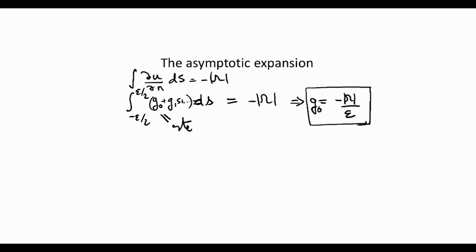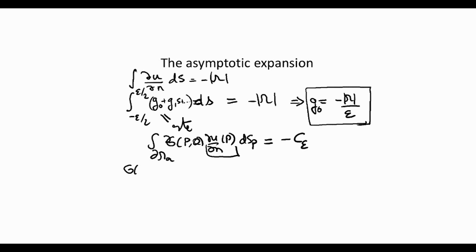Right, so this is important because now we will be able to use this in the flux condition. So let me write the condition for the flux. So we have the integral of the Green's function G(P,Q) du dn of P, dsP, this integration over d omega A. This was minus the constant C epsilon. So from the compatibility condition, we know the leading order term for the flux.